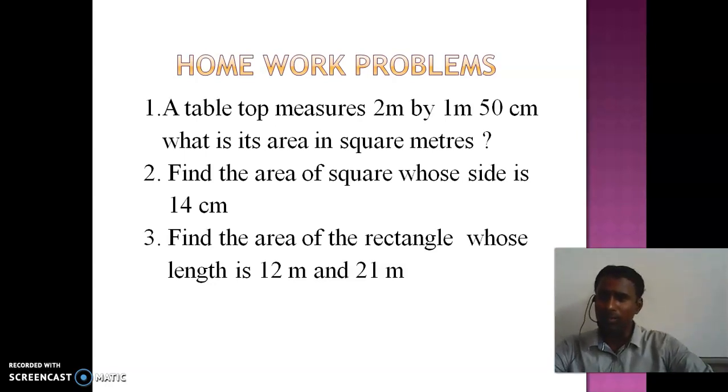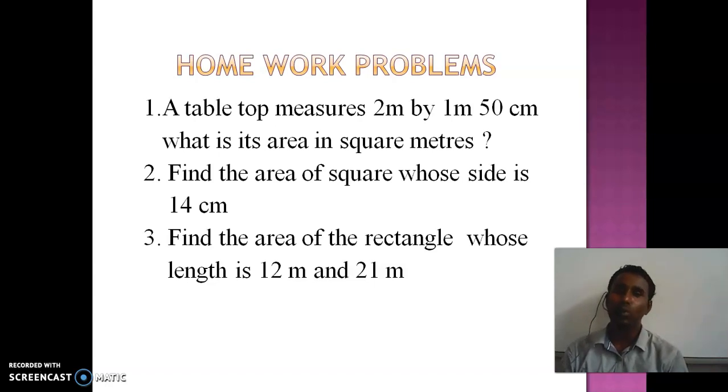So if it is a square, what to do? We have to multiply the side by itself. If it is a rectangle, what to do? We have to multiply length and breadth. A tabletop measures 2 meter by 1 meter 50 centimeter. That means the two values are not the same. What kind of shape is it? Do you have any guess? One side longer value, one side shorter value. That means what kind of shape? So that means it's a rectangle.